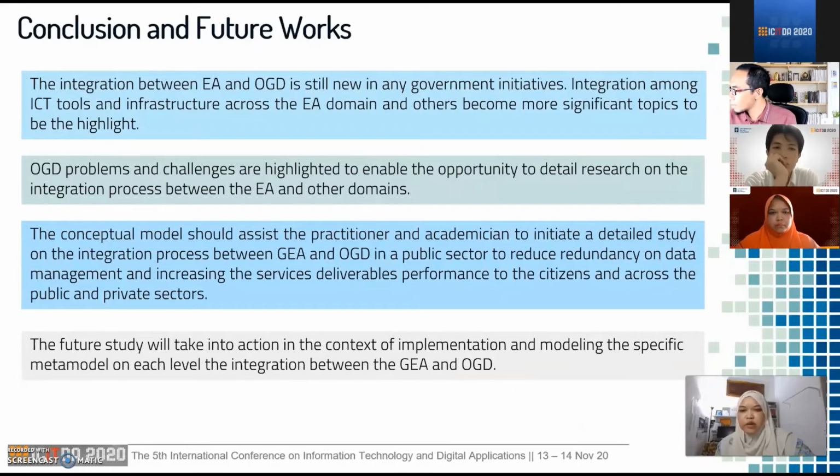The conceptual model should assist the practitioner and academician to initiate a detailed study on the integration process between the government EA and OGD in the public sector, to reduce redundancy of data management and increase the service delivery performance to the citizens and across the public and the private sector. The future study will take action in the context of implementation and modeling the specific metamodel on each level of the integration between the government enterprise architecture and open government data.